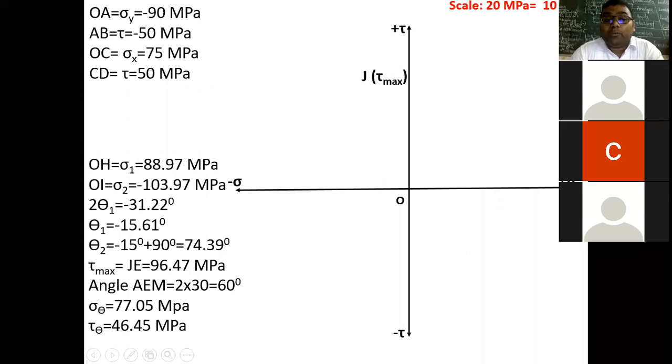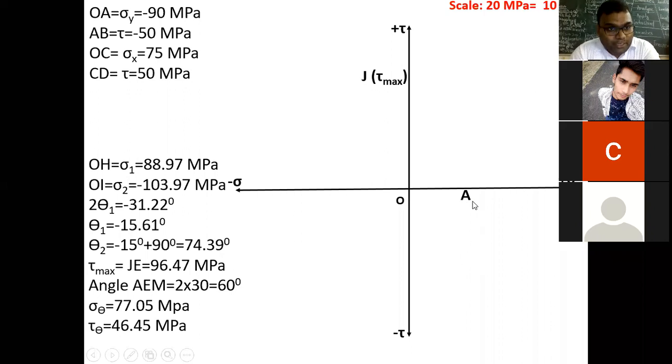So how much will it be? Divide 75 by 20. It is 3.75, okay? So you measure this length from here and mark A. Then come to the corresponding shear stress. Shear stress is minus 50. So where do we have to mark minus 50?